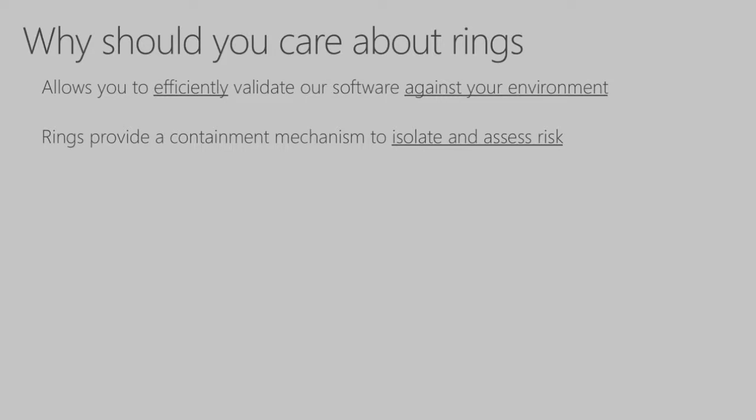Next, the rings provide a containment mechanism to isolate and assess risk. So it's all about a strategy of managing risk. You don't want to deploy out to everyone all at once to learn that you hit an issue that impacted everybody, right? So how can you set up and deploy in a way where when something does go wrong, when that add-in doesn't work the way you expected it to, the impact is minimized to a handful of users and not everyone.